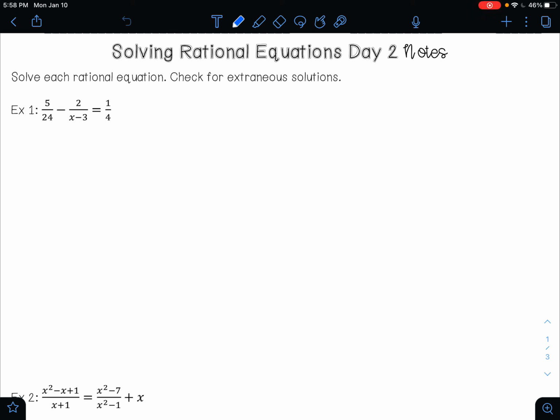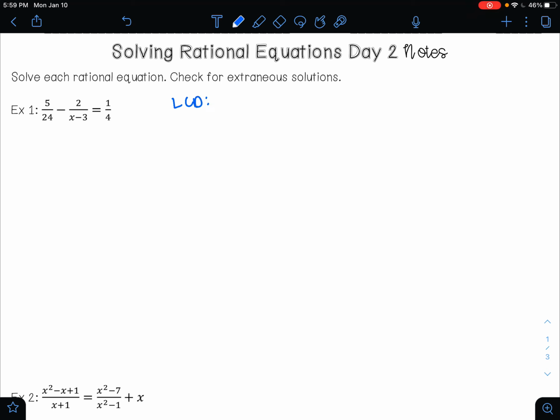In this video, we are going to continue to solve rational equations. So if we look at example 1, we have 5 over 24 minus 2 over x minus 3 equals 1/4. Our first step is to look at each of our denominators and see if we can factor. I cannot factor any of these denominators, so I'm going to go straight to finding my least common denominator.